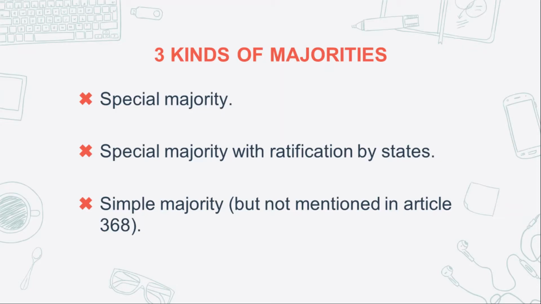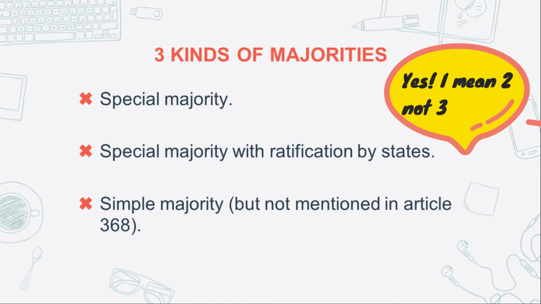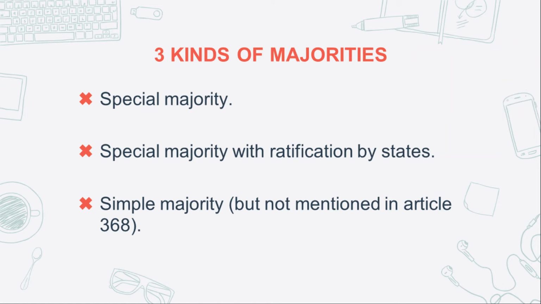So Article 368 mentions two ways of amending the Constitution. First one by special majority of the Parliament, and second one special majority along with ratification by states. There is also a third way by amending the Constitution in a simple way.